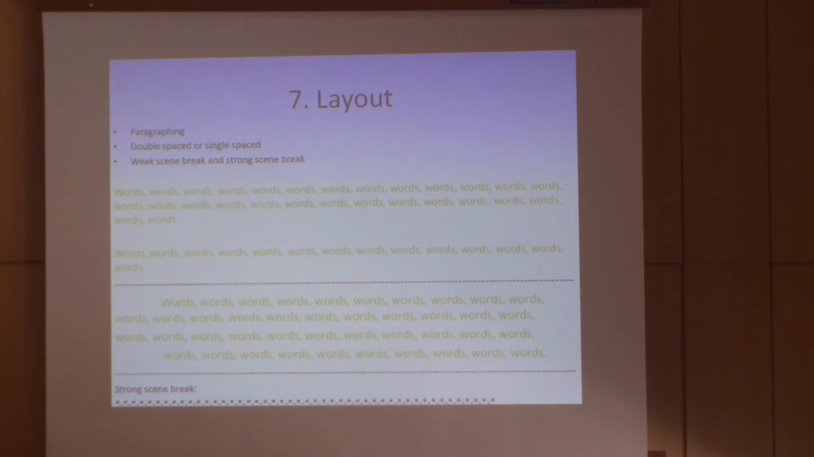Then there's also the weak scene break and the strong scene break. The weak scene break is the space between paragraphs, which is used when a different character starts speaking, when a different character takes action, when you describe the thoughts of a different character. The strong scene break, that's this thing, it's used when you change scenes drastically. So if you change perspective or if you change the time in which you write. Strong interruption means strong scene break.